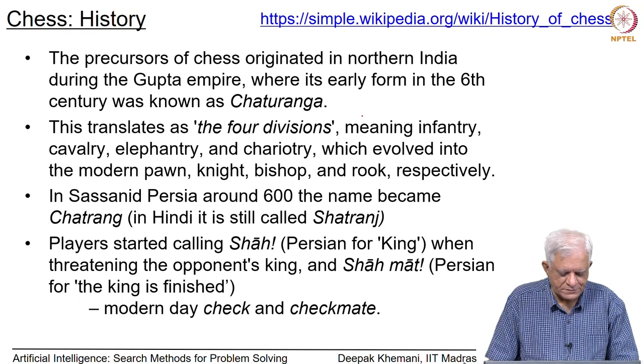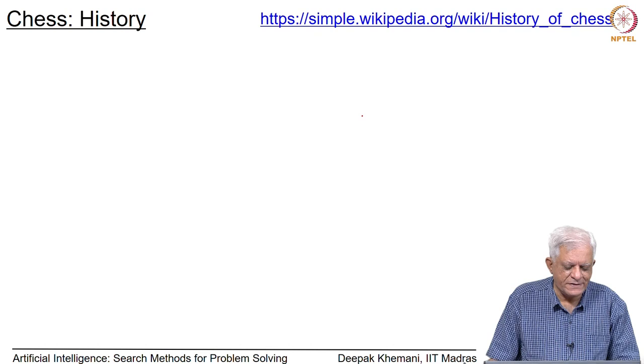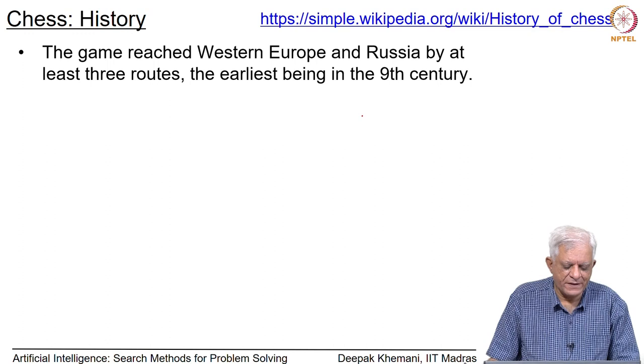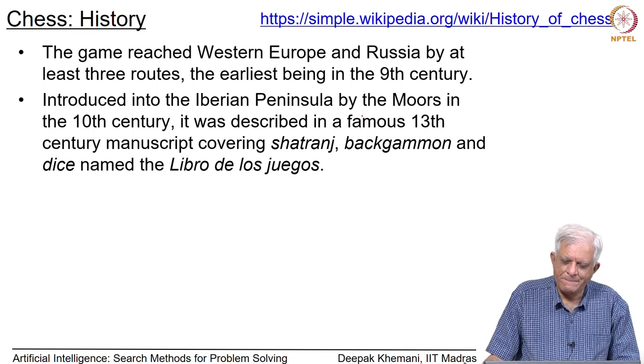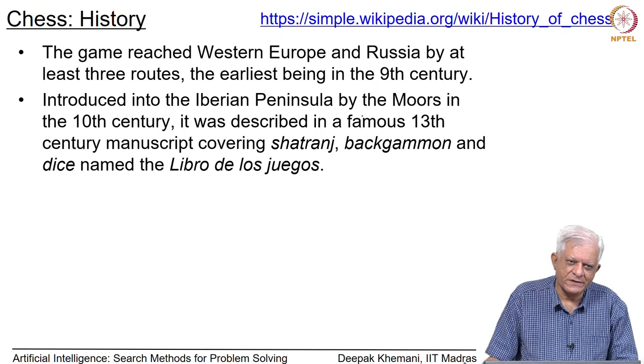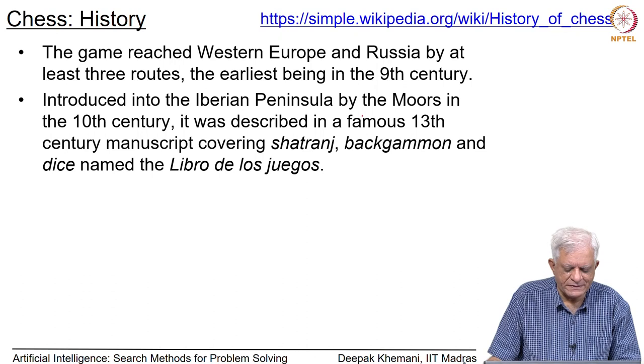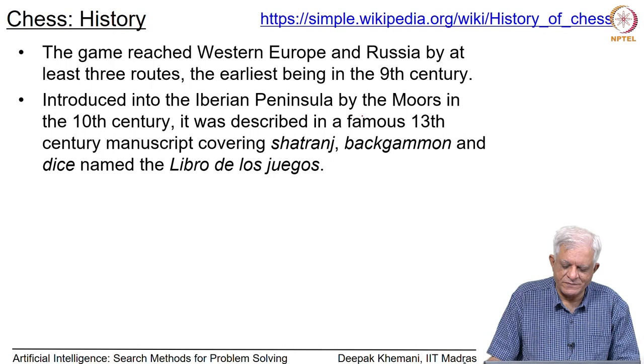Then the game moved elsewhere from the Middle East, and went to Western Europe and Russia by at least three routes, the earliest being in the 9th century essentially. It was introduced into the Iberian Peninsula, which is where Spain is, by the Moors, who were Islamic people, in the 10th century. It was described in a famous 13th century manuscript covering Shatranj, which is what we call chess, and backgammon, which is a game played with dice, named Libro de los Juegos, if you understand Spanish. I do not.